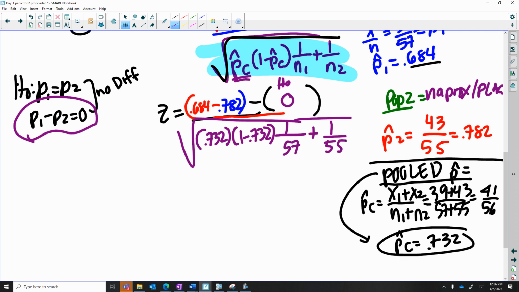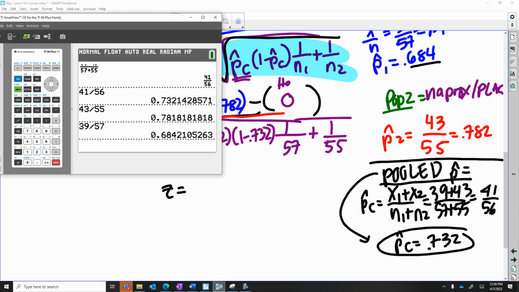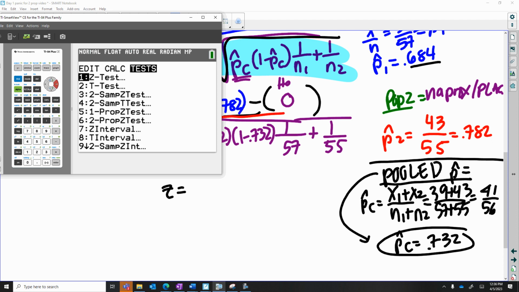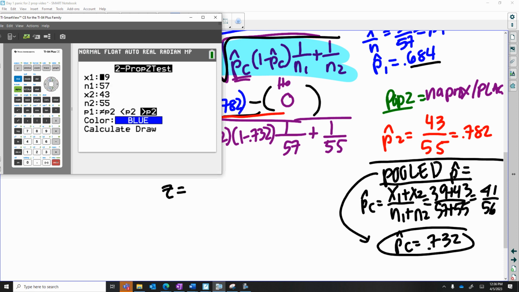This looks kind of scary, but we got everything done. And now, guess what? We can go right to our calculator for help. So we're going to go to stat, over to tests, and down to the 2 prop z test, which is actually number 6 here. It's under the 1 prop z test, which was number 5. Choose it, and then you're going to put in your key info.